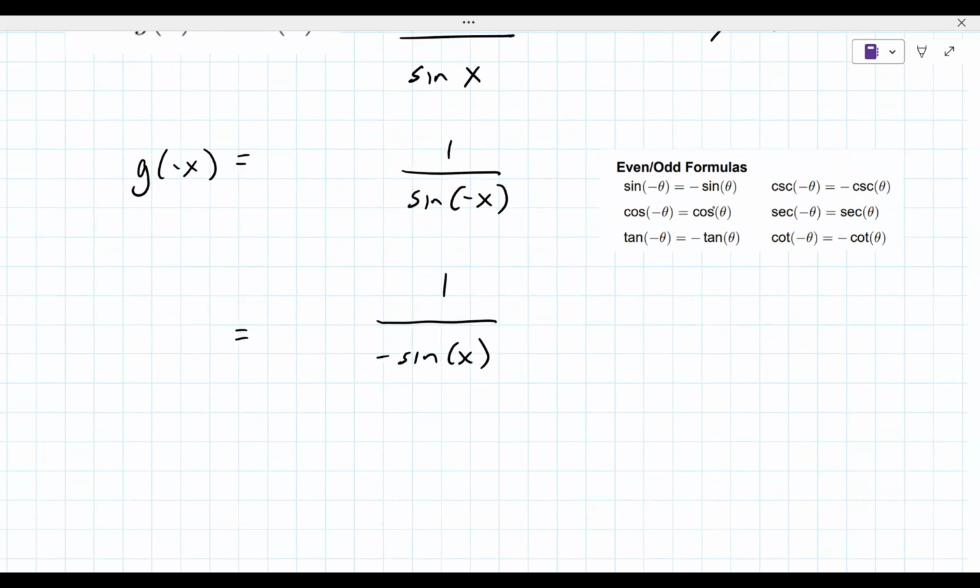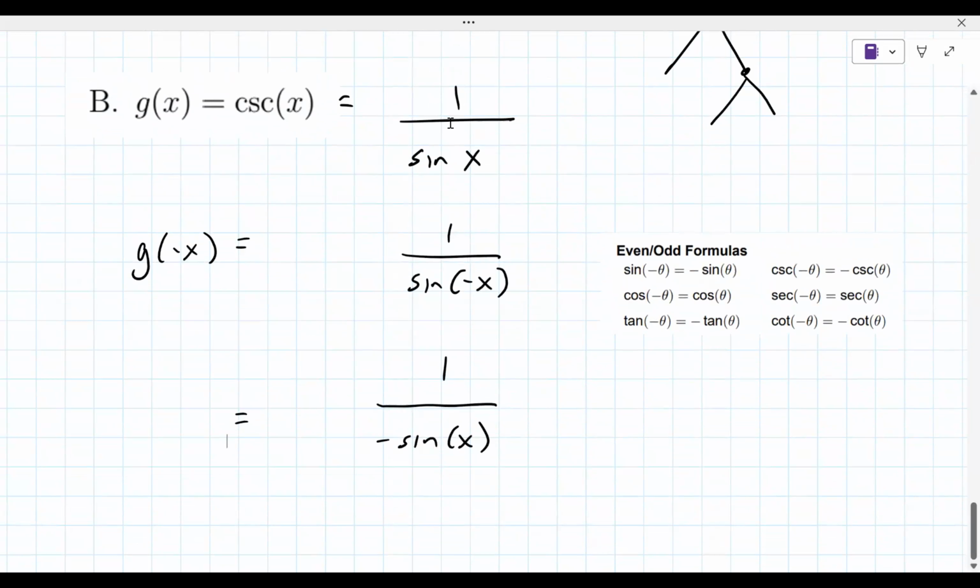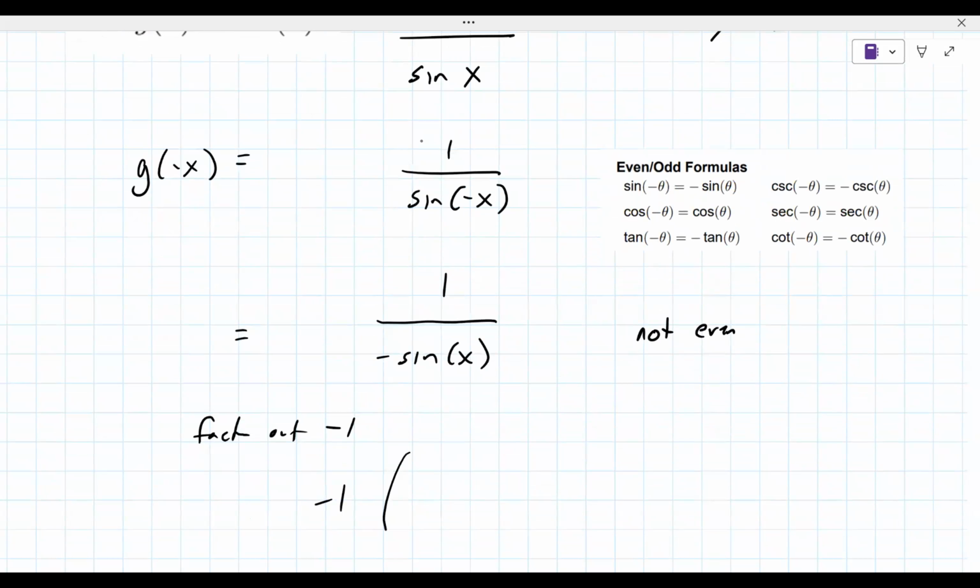So the first check here is: is this exactly the same as the original, which is 1 over sine x? Is it exactly the same? No, it is not. So it is not even. Then you factor out negative 1, and you get negative 1 times 1 over sine x. And then you ask yourself, the part inside parentheses, is that the same as the original function? Yes, so it is odd.